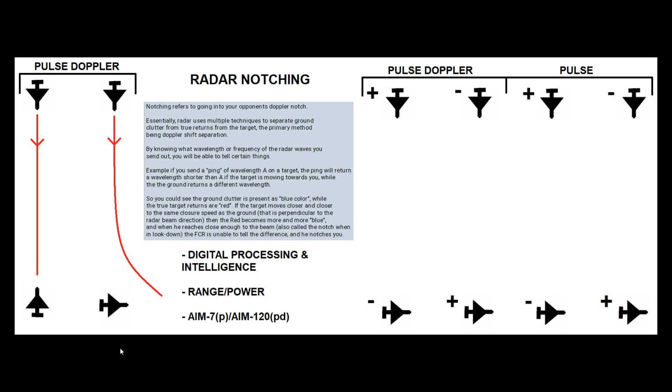The background returns. So the pulse that returns from this guy here is going to have the same wavelength and the same frequency as the other returns. And so this pulse Doppler radar is not actually going to be able to see this guy and pick him out as an aeroplane. You will either not be able to gain lock in the first place, or if you do have a radar track or a lock, you will lose that lock. That is the essence of how a radar notch works.